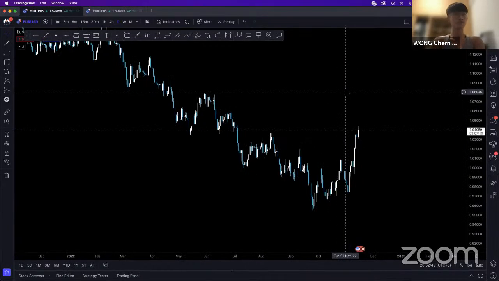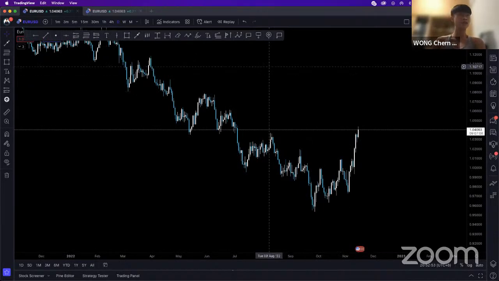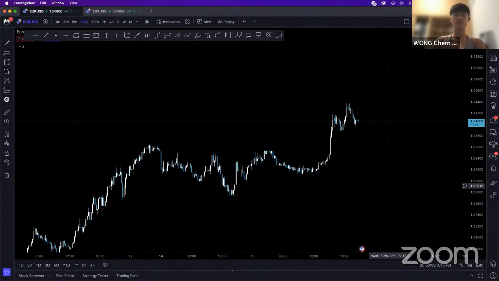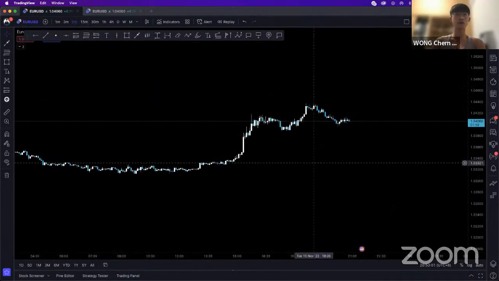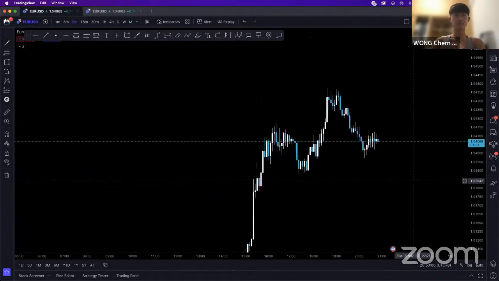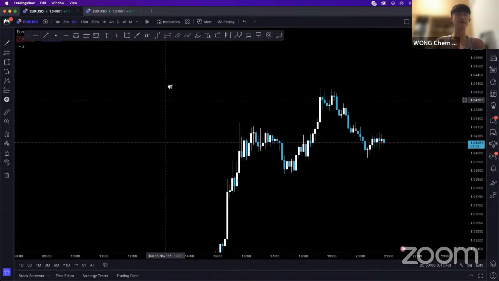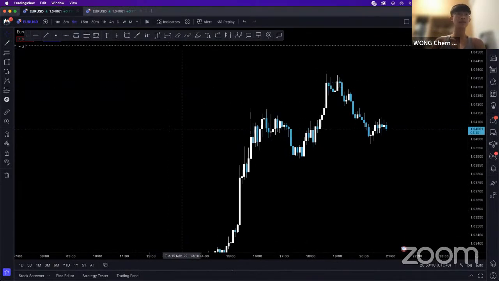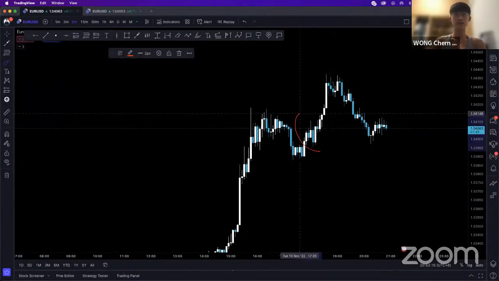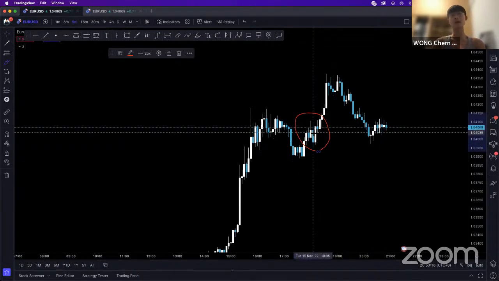Back to the topic. On Euro USD, I will now be analyzing the trade that I took in the morning. I will go to the 5 minute time frame. I entered this based on SMC, right here. Let me mark it out for you guys. This area here is the area where I longed.